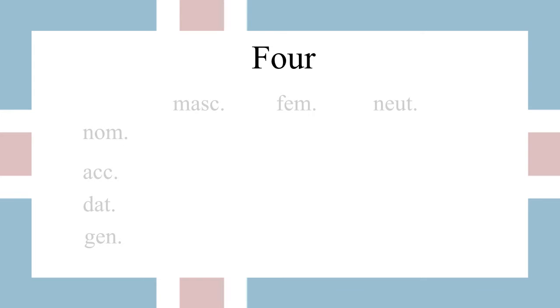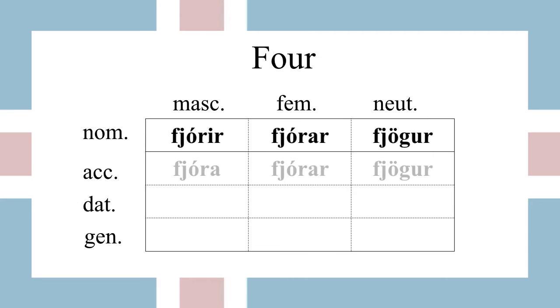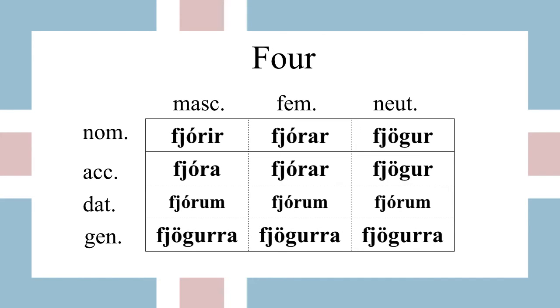Let's look at the forms for 4. The nominative forms we have are fjórir, fjórar, and fjögur. In accusative we have fjóra, fjórar, and fjögur. Dative we have fjórum all the way across. And genitive we have fjögurra. This is also commonly pronounced fjægra in daily speech.